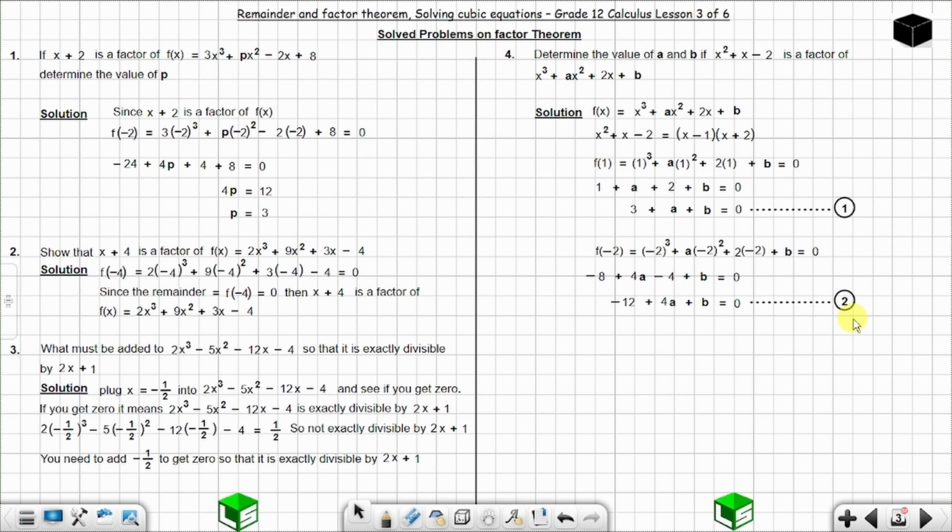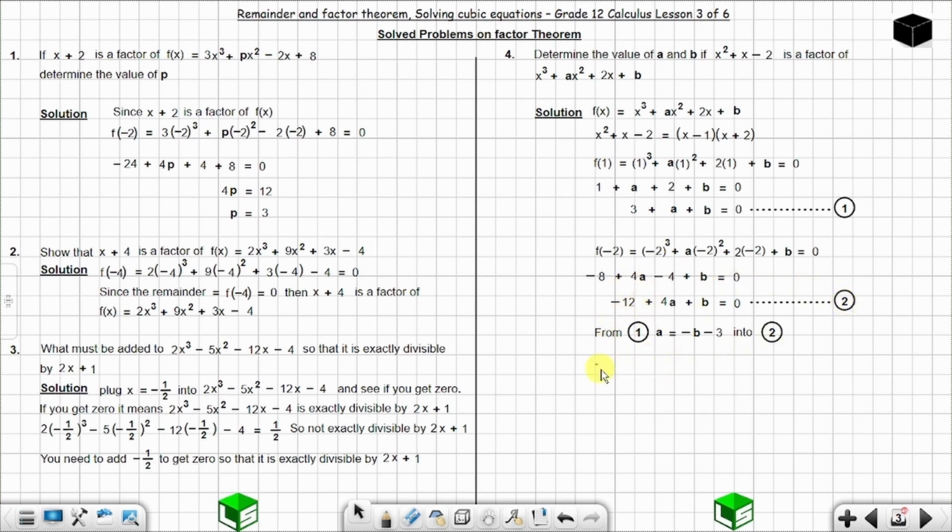Now we are going to make a or b the subject of the formula. You can use equation number 1 or equation number 2. I'm going to choose the simplest one. I can go for equation number 1 and make a the subject of the formula. So from 1, a is equal to negative b, when you take b to the other side, negative 3. Then you plug it into the other equation, equation 2.